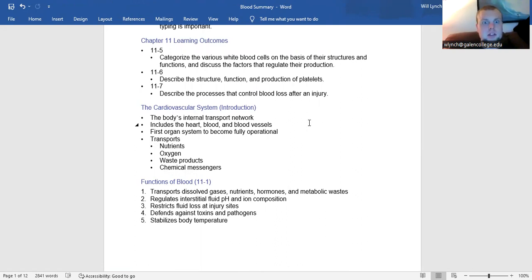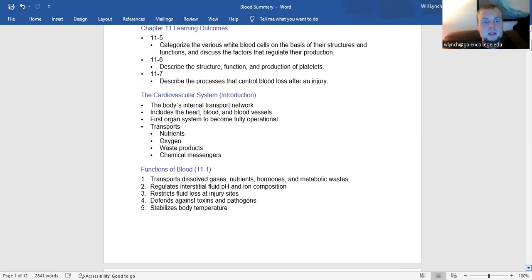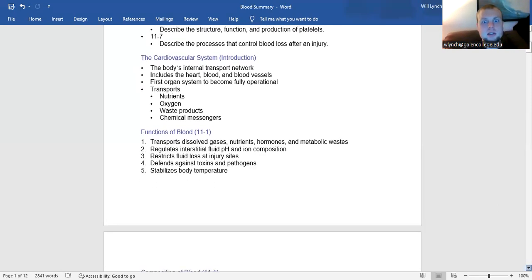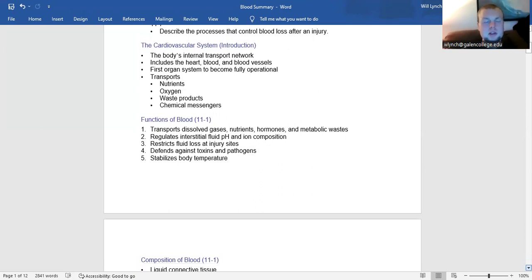We're going to be transporting things like nutrients, carbohydrates, amino acids, fatty acids. We're going to be carrying around waste products like carbon dioxide, lactic acid, uric acid, things of that nature. Also, chemical messengers in the case of endocrine hormones and other things of that nature, enzymes, whatnot. So we see that the cardiovascular system transports our blood. The blood is going to transport a lot of these different components that our body needs. We're going to transport dissolved gases such as oxygen and carbon dioxide, nutrients, hormones, metabolic waste.